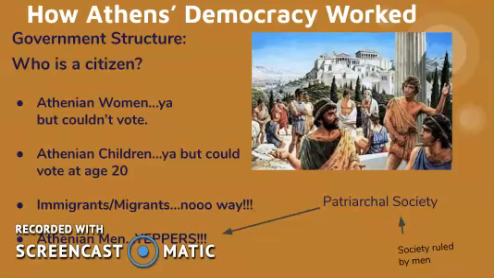How did Athens' democracy work? Well, the government structure, the way it was set up: who was considered a citizen? You have Athenian women. Yes, they were citizens, but they couldn't vote. You have Athenian children. Yes, but they couldn't vote until age 20. Immigrants and migrants, there's no way they were citizens. And then you have Athenian men, and absolutely 100% those were citizens. It was a patriarchal society, which means it was a society ruled by men.